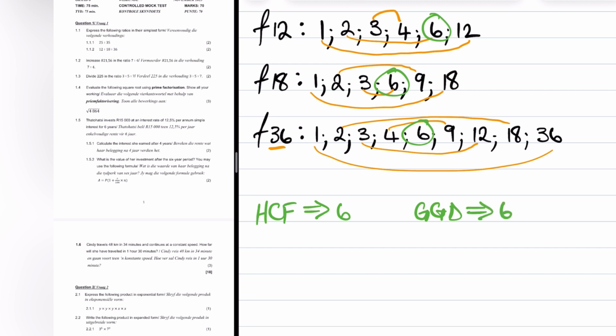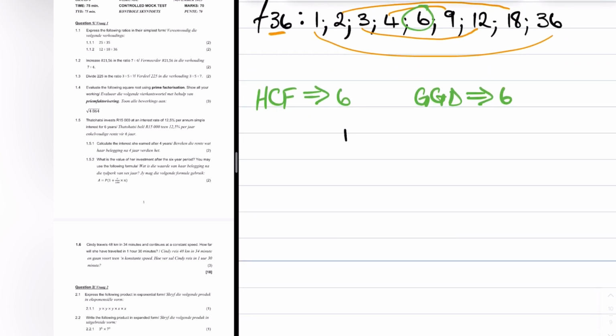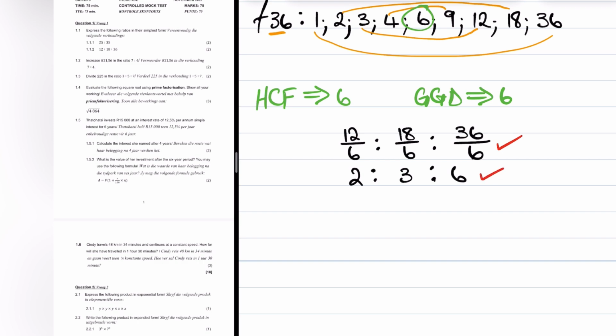And then we go back to our ratio and we will divide each number in the ratio by 6. So that's 12 over 6, 18 over 6, and 36 over 6. So simplify, 12 divided by 6 is 2, 18 divided by 6 is 3, and 36 divided by 6 is 6. So once again, we have a mark for finding the highest common factor and dividing by it, and then of course a mark for the final answer.